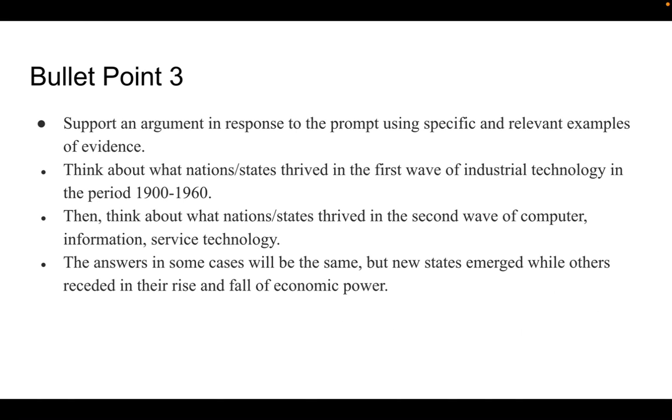Bullet point three, support an argument in response to the prompt using specific and relevant examples of evidence. You need to think about what nation states thrived in the first wave of industrial technology in the period 1900 to 1960, and then think about what nations or states thrived in the second wave of computer, information and service technology, which would have occurred between 1961 and 2022. The answers in some cases will be the same, but new states emerged while others receded in their rise and fall of economic power. Again, something we will discuss further in class.